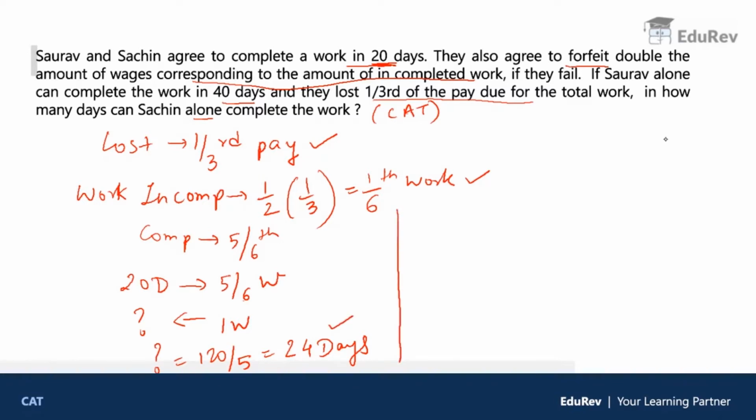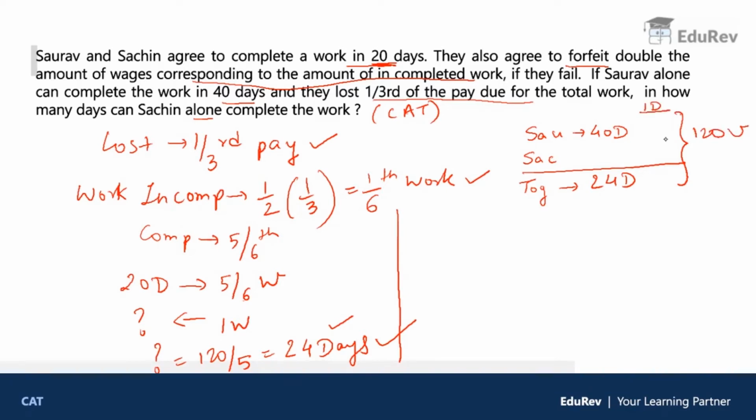Now the question is, if Saurav alone can complete the work in 40 days, so Saurav alone takes 40 days, in how many days can Sachin alone do the work? Now, Sachin alone takes how many days? I don't know. But together, these guys take 24 days because this is the value we got. Now we are going to use our basic LCM method. We'll find out the LCM of 24 and 40, which is 120 units. Now, if I talk about one day, 40 days mein 120 units Saurav does. So one day mein he will do 3 units because 40 into 3 is 120.